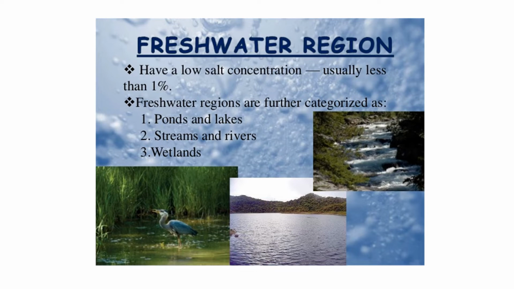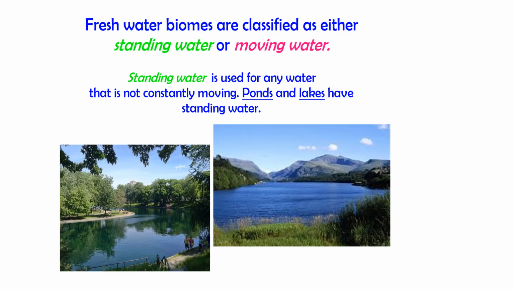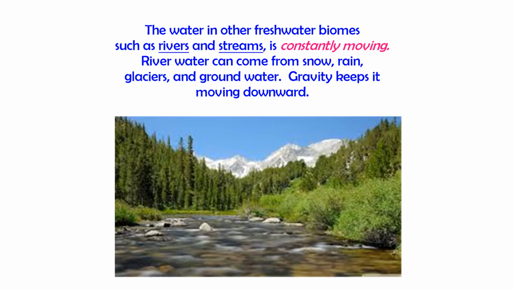Now, we can classify freshwater biomes as either standing water or moving water. Here are two pictures. The one on the left is a pond and the one on the right is a lake, but they don't have any running water, just standing water. But if you take a look at this picture, this is a picture of a river.